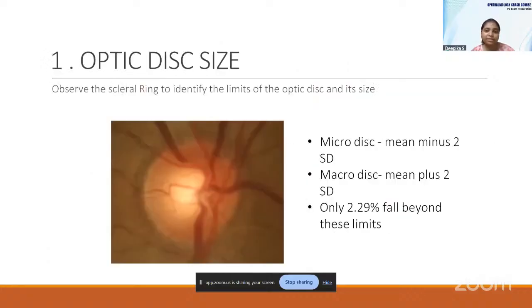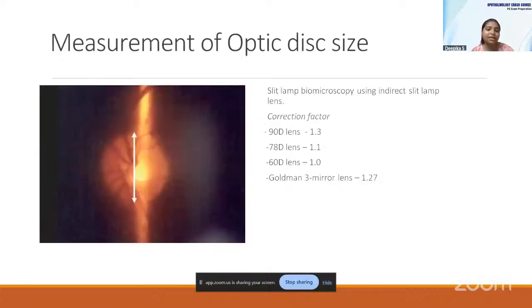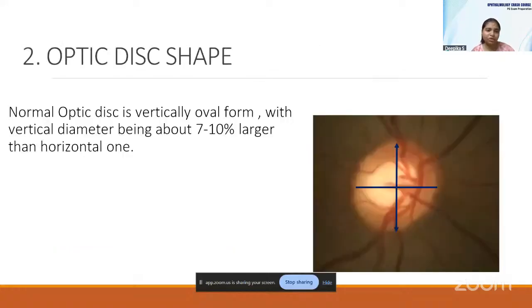Coming to the disc size, this is the normal scleral ring at the limits of the optic disc. Clinically, it can be measured with the help of a slit lamp. When you're seeing with a 90D or a 78D, you can reduce the slit size to look at the size of the disc. With the help of a correction factor, you can arrive at the approximate disc size. Optic disc shape, as I already told, is vertically oval.